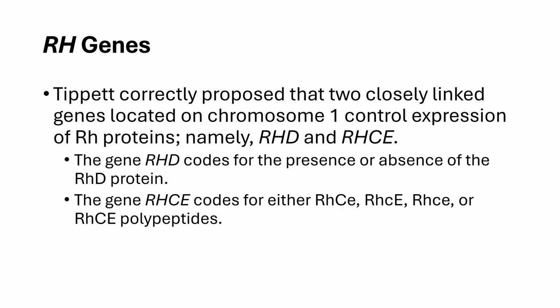Tippett's proposal. Tippett proposed that 2 closely linked genes located on chromosome 1 control the expression of the Rh proteins. So the RHD gene encodes for the presence or absence of the RHD protein, whereas the RHCE gene codes for one of the following polypeptides: either RHCe, RHcE, RHce, or RHCE.